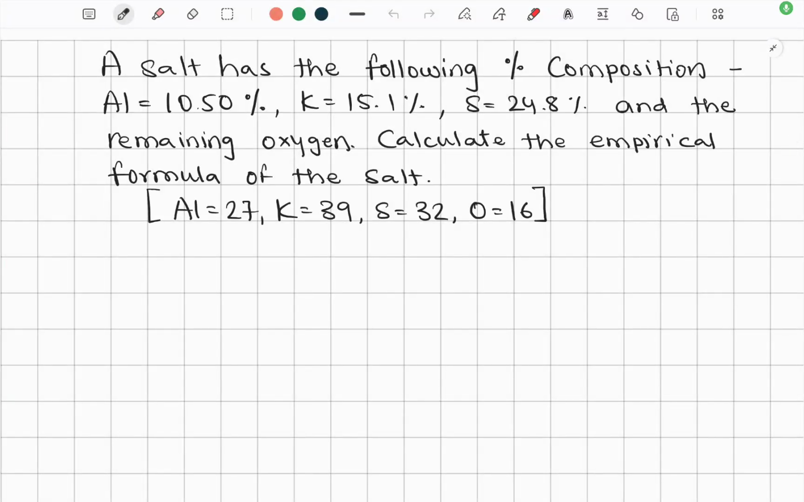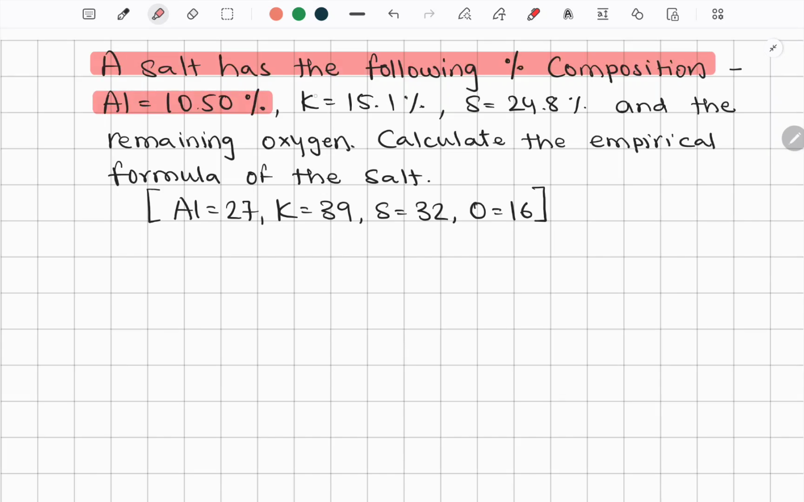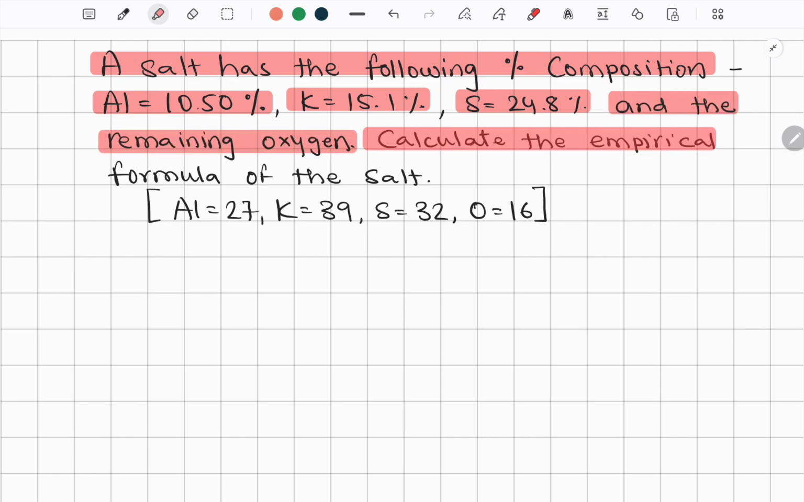So in this question, it's been asked that a salt has the following percentage composition: aluminium 10.50 percent, potassium 15.1 percent, sulfur 24.8 percent, and the remaining is oxygen. We have to calculate the empirical formula of the salt, and the atomic weights of aluminium, potassium, sulfur and oxygen are given.